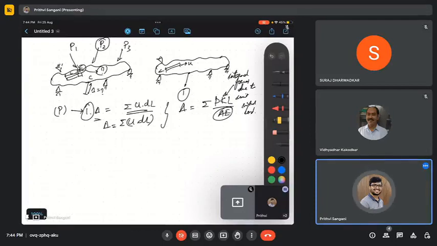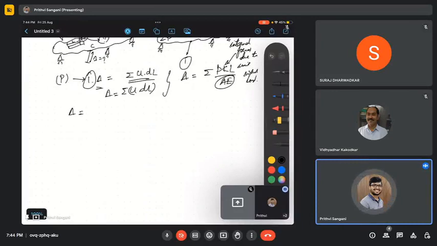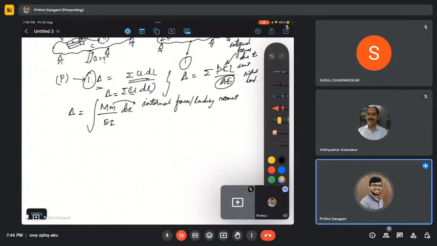Let us use the same concept when it comes to the beams, right? When it comes to the beams, it will be something like this: integration of Mm by EI dx. So M by EI dx will give us the internal displacements due to the external applied loads, and small m, the lowercase m, will be the internal bending moment due to unit load. Let us use this concept and let us solve the problems.